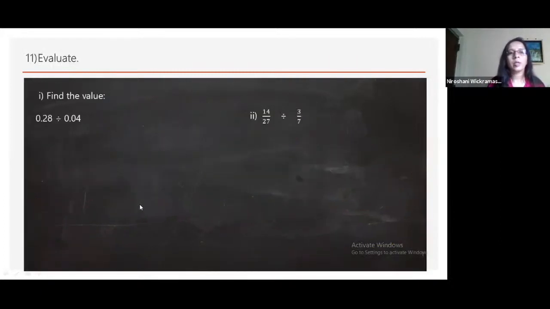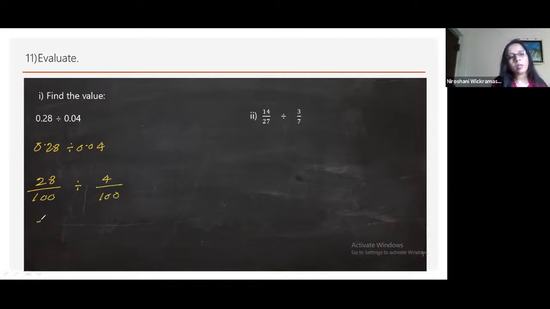Next question. Evaluate. Find the value of 0.28 divided by 0.04. It is difficult for us to do like this, so let us make it easy. Now look here, how many decimal places? 2 decimal places. So we can write it as a fraction: 28 over 100 divided by, here also 2 decimal places, so 4 over 100.